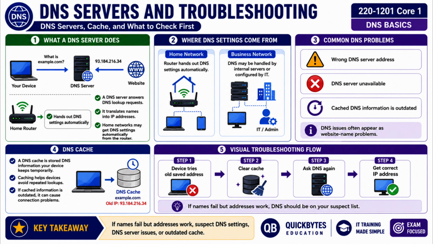DNS information is outdated. A DNS cache is stored DNS information your device keeps temporarily, so it does not have to ask again every single time. Most of the time, caching helps, but if the cached information is wrong or outdated, it can cause connection problems. For A+ troubleshooting, the big idea is simple. If names fail but addresses work, DNS should be on your suspect list.